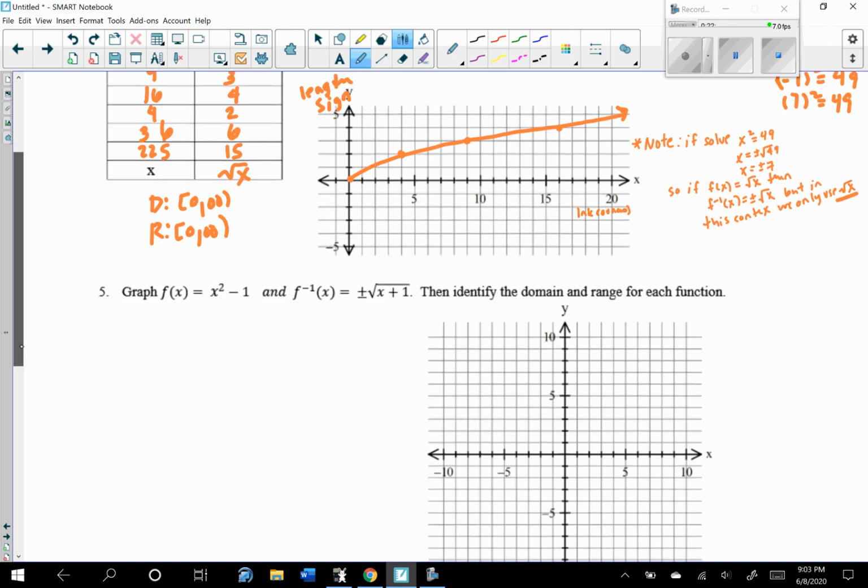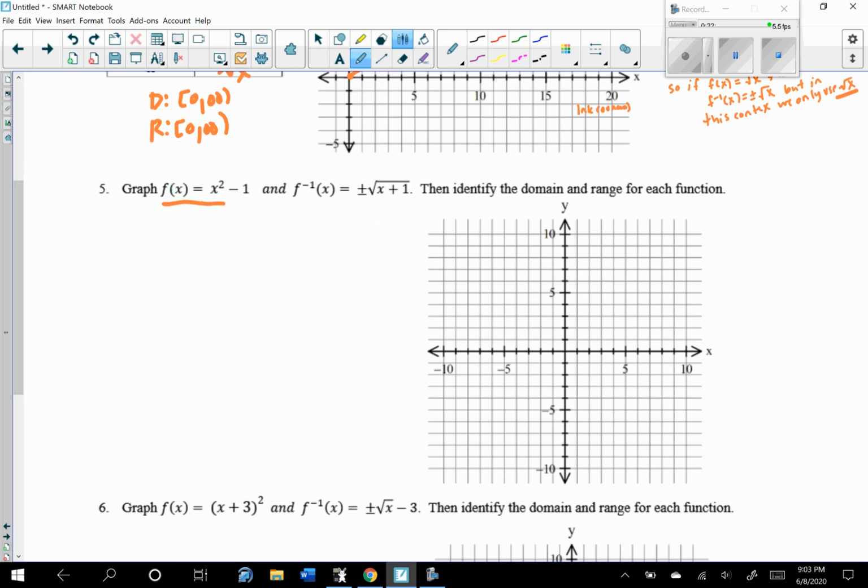But if it's not a context, you're just given the equation, you would want to use the plus or minus, such as, let's go ahead and look at example number 5. It says graph f of x equals x squared minus 1, and we're going to graph the inverse, f inverse of x equals plus or minus the square root of x plus 1. So for this, we're not using our calculators to help us remember, so when we are graphing, we can just make a table. So this is going to give us a U shape, and if you recall from last year, we have our vertex form of a parabola, y equals a times x minus h squared plus k, where the vertex is at h comma k. So I can see right away that the vertex here is at 0, negative 1.